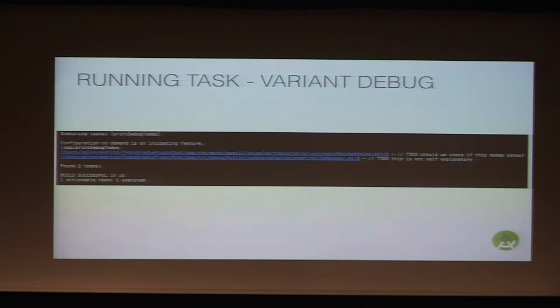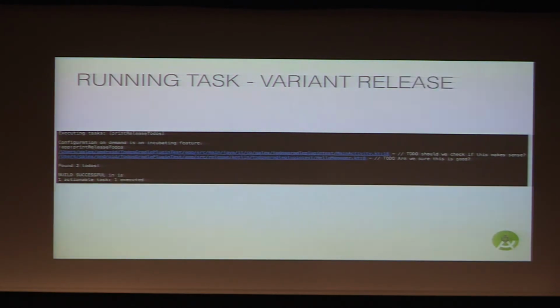Okay, so this is running the plugin for the variant debug. If I run it for release, I have some different comments in different folders, and I see that everything works. I get all my lines. So this is sweet. We saw what is a project. We saw what is a task.